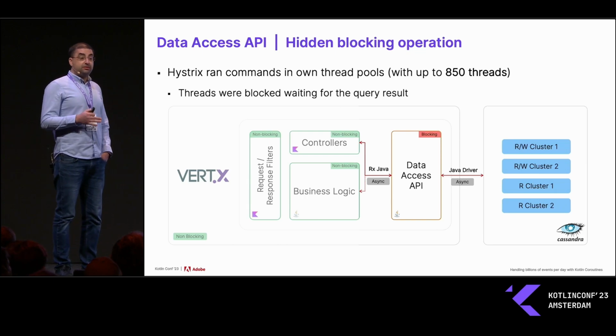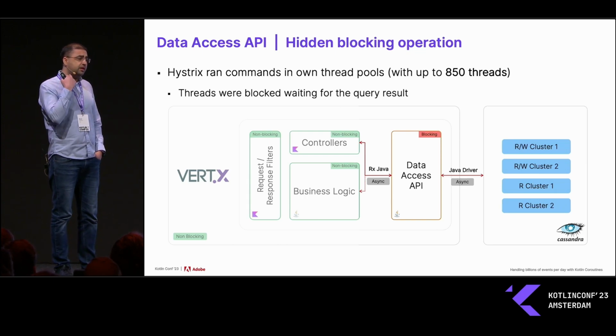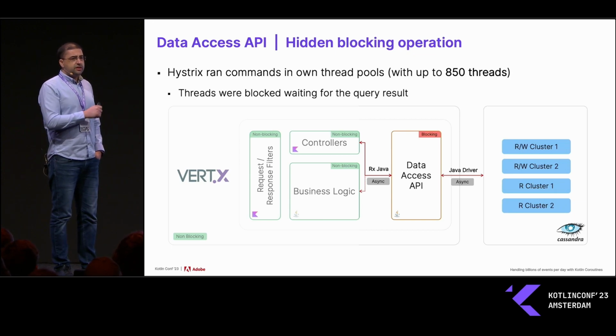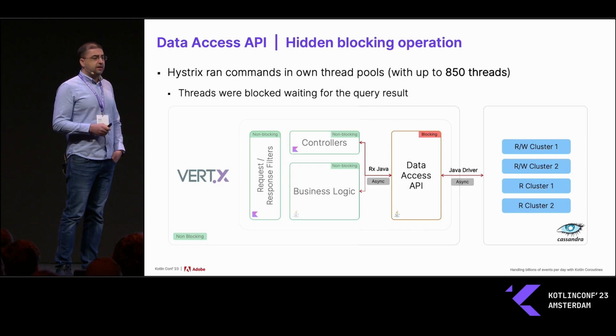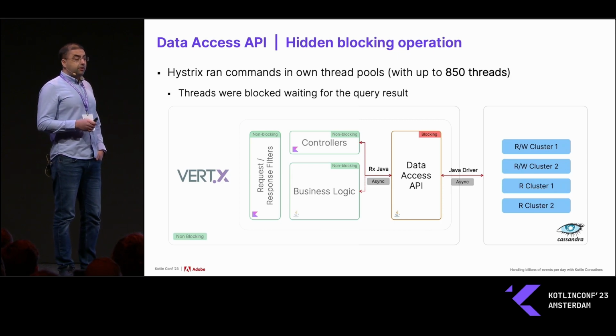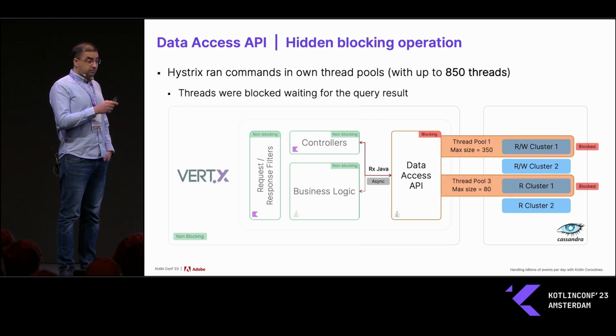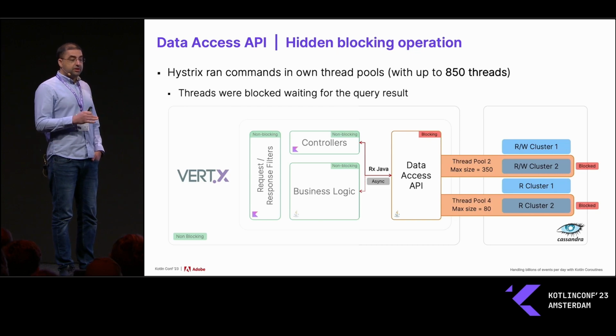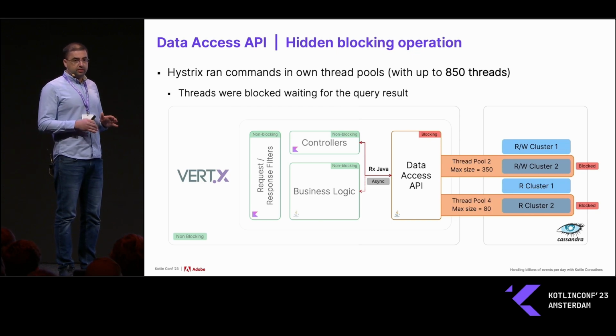But where's that code executed? It actually ran via Hystrix on dedicated thread pools. And for those of you that don't know, Hystrix is just a fault tolerance library built by Netflix. It's now deprecated, but it was popular in the past. And we were using up to 850 threads just for these Cassandra query operations in our more than 1,000 threads JVM. Each thread started the query execution and was then blocked waiting for the result to come by. With Rx helping with parallel decomposition of work, we had multiple such threads start the query execution in parallel and were then blocked waiting for the result.